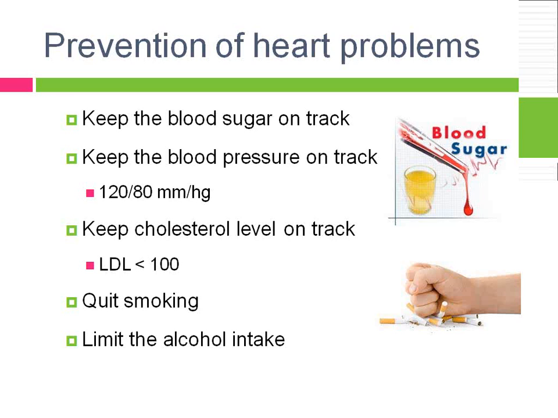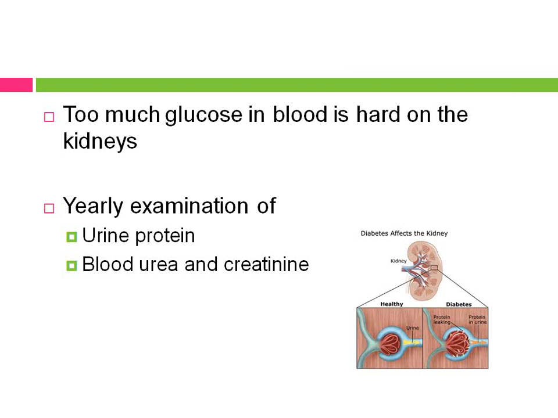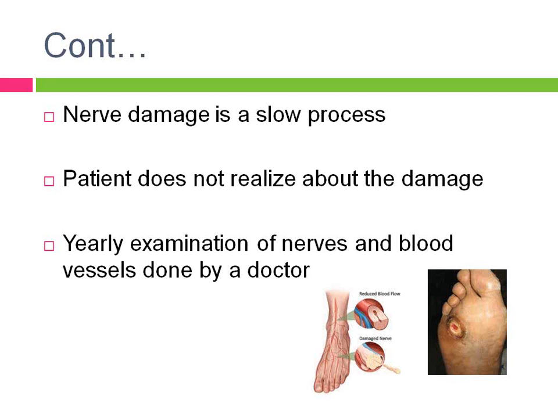To prevent heart problems, it's essentially to keep track of all the things which can lead on to heart problems, like your sugar, blood pressure, cholesterol, avoiding smoking, and limiting the alcohol intake. Kidneys are the other organs which can get affected, and yearly examination for urine protein and the blood creatinine, which is the marker of your kidney function, is vital.